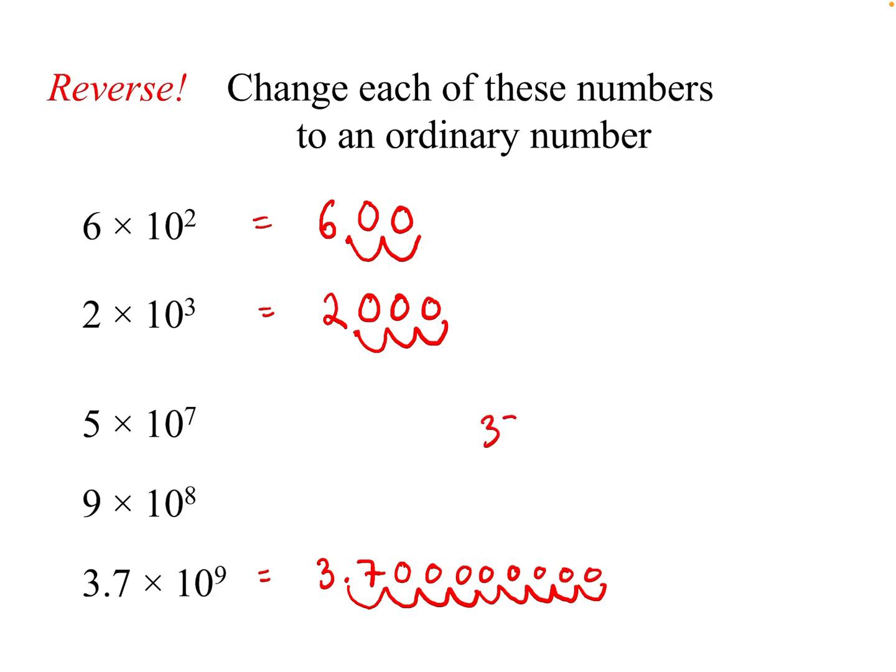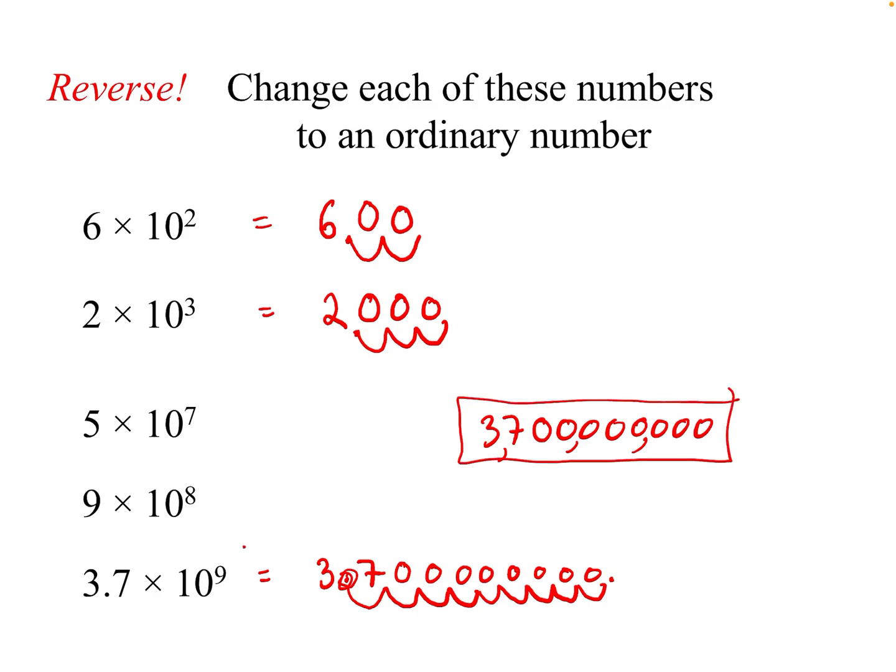So the answer is 3, 7, and then it seems to be 8 zeros. 1, 2, 3, 4, 5, 6, 7, 8. My decimal point is no longer here, it's moved. And it's now over here. Okay, what number is that? Remember, we work in 3s, so that's actually 3,700,000,000. Okay, so a really, really large number written in a much more effective, easy way. It doesn't take you so long to write down.